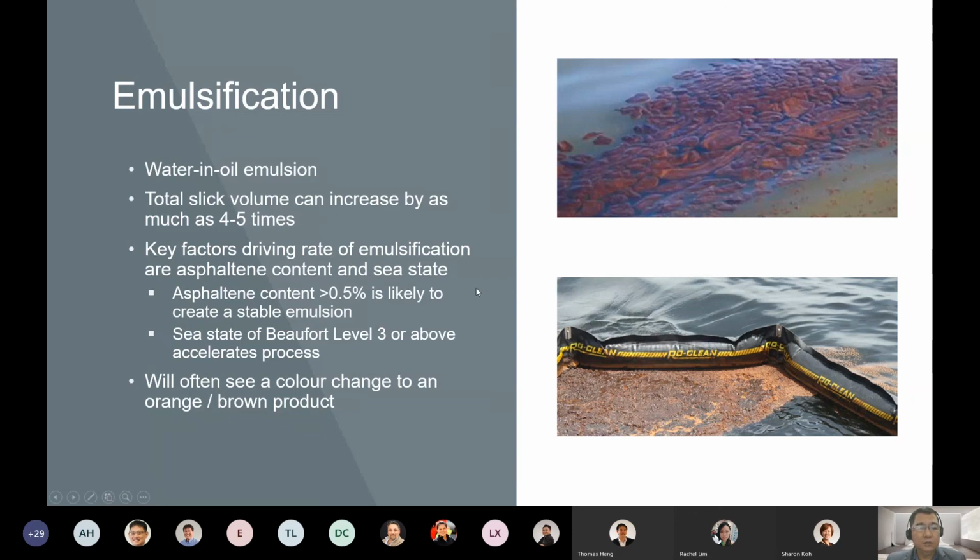As we mentioned in the properties, if the asphaltene content is more than 0.5%, it is likely to create a stable emulsion. However, asphaltene content alone cannot create that emulsion. We need energy. We need a mixing energy. So a sea state of Beaufort level 3 or above accelerates this process. So we'll often see the color change to an orange or brown product when the oil emulsifies.